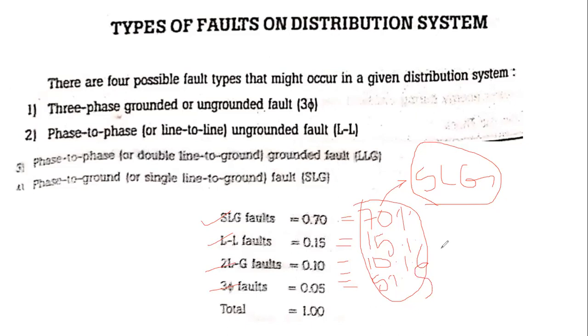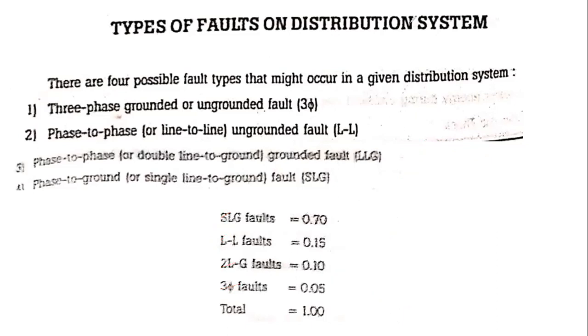Line to line faults are 15%, double line to ground faults are 10%, and three phase faults are 5%. These are the various types of faults that occur in distribution systems, in terms of percentages.